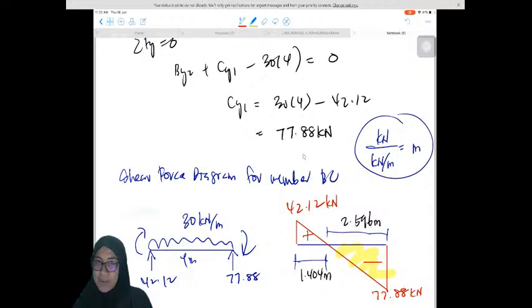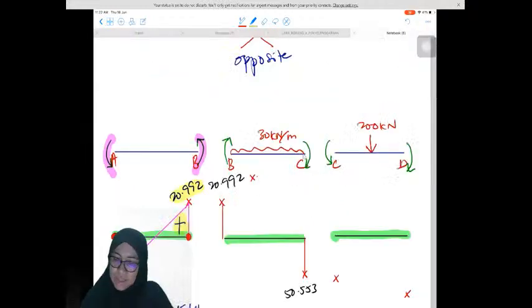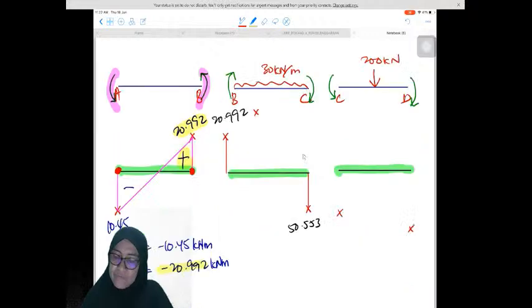So 50.56 minus 0.5 times 2.596 times 77.88 equals 50.53. Okay, negative 50.53. So then, again, this is correct. This is negative 50.5. Okay, it is about the same.